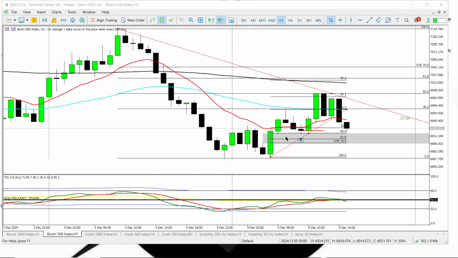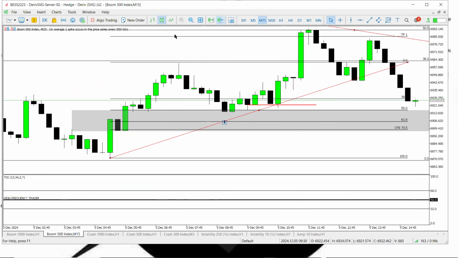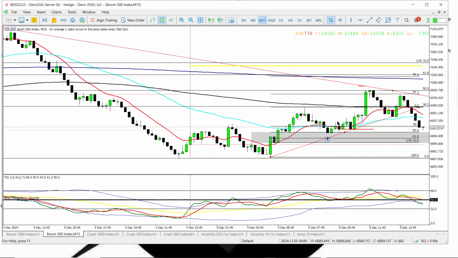When price retraced into the fib retracement area at 50, you see we had a nice close. I marked it there. Jump to M15, you look again for any familiar candlesticks. If you are not sure, just wait for something familiar, then you can execute your trade. So this was the trade on B500.